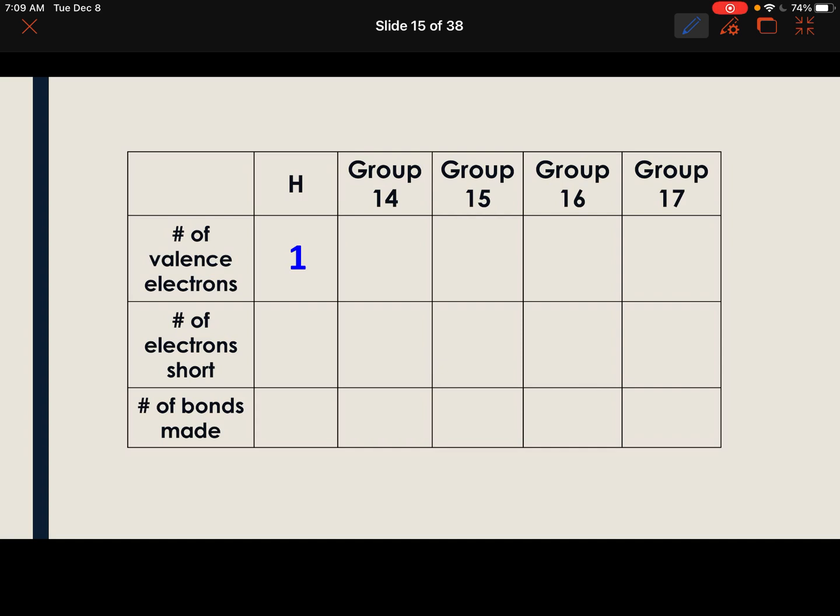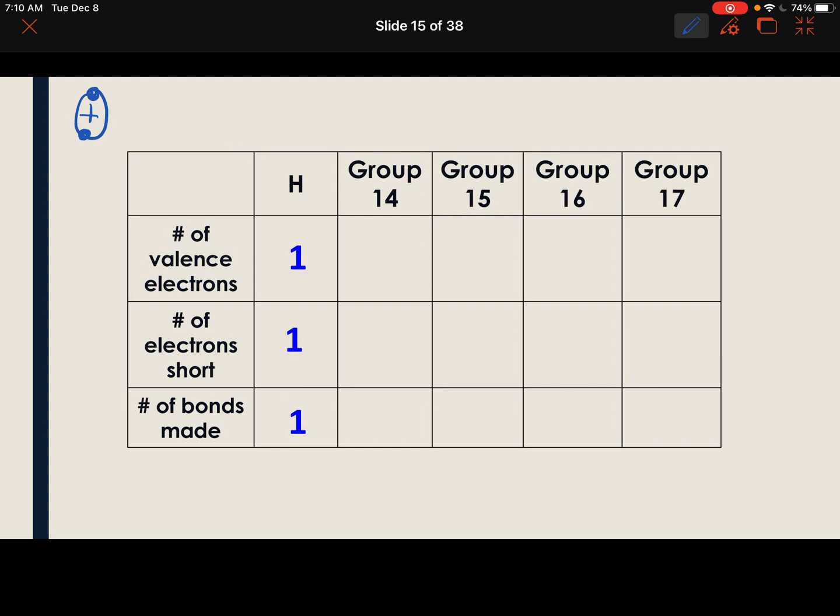Basically what we're going to talk about is how many electrons it's short and how many bonds it needs to make. So hydrogen is actually one electron short, because remember, hydrogen only needs 2 electrons in its valence shell to have a full valence shell. And so hydrogen is going to make one bond to fill its valence shell.